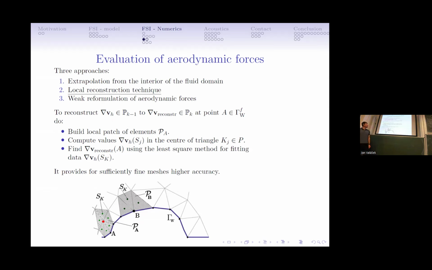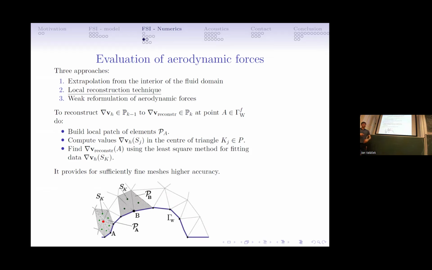What we have also investigated was how different realizations of the aerodynamic force computation influence the whole results. And here we compare three approaches. As you saw before, the aerodynamic force is defined as the boundary integral over the pressure and some velocity gradient. So the first option is to compute this boundary integral directly, also using some extrapolation from the finite elements close to the boundary, where we lose some accuracy due to this extrapolation.